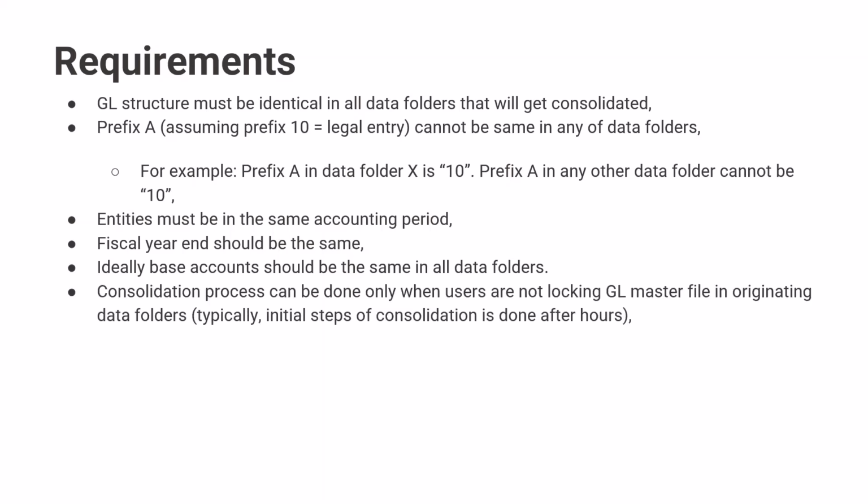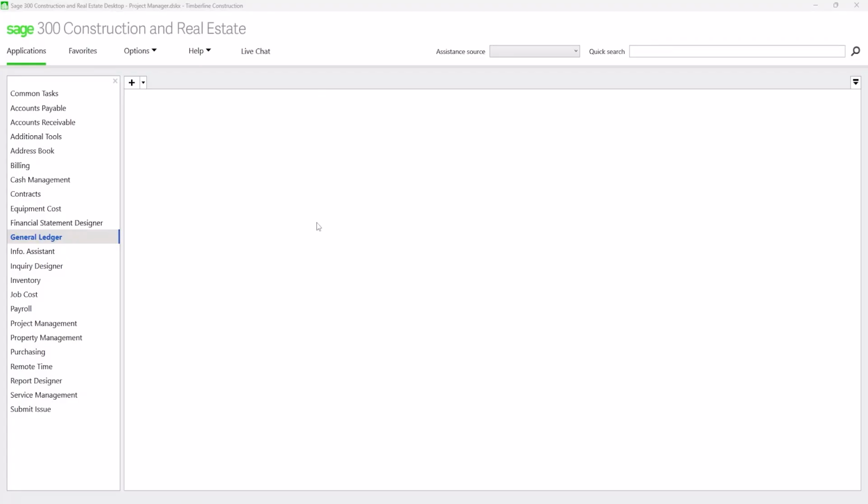And finally, the consolidation process can be done only when users are not locking the GL master file in the originating data folders. Typically, the initial steps of consolidation are done after hours, and you'll see when we go through examples, when you start copying data between your live data folders and your consolidation data folder, your GL master file has to be free of any locks. So let's look at the setup in Sage 300 CRE.